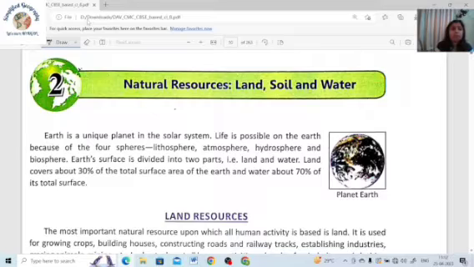From this chapter we will be learning in detail about land resources, soil resources and water resources, how human beings are disturbing the land, soil and water, and what solutions are coming up to protect land, soil and water resources. So these will be the three categories, and we will divide this chapter into 3 parts. So let us begin.